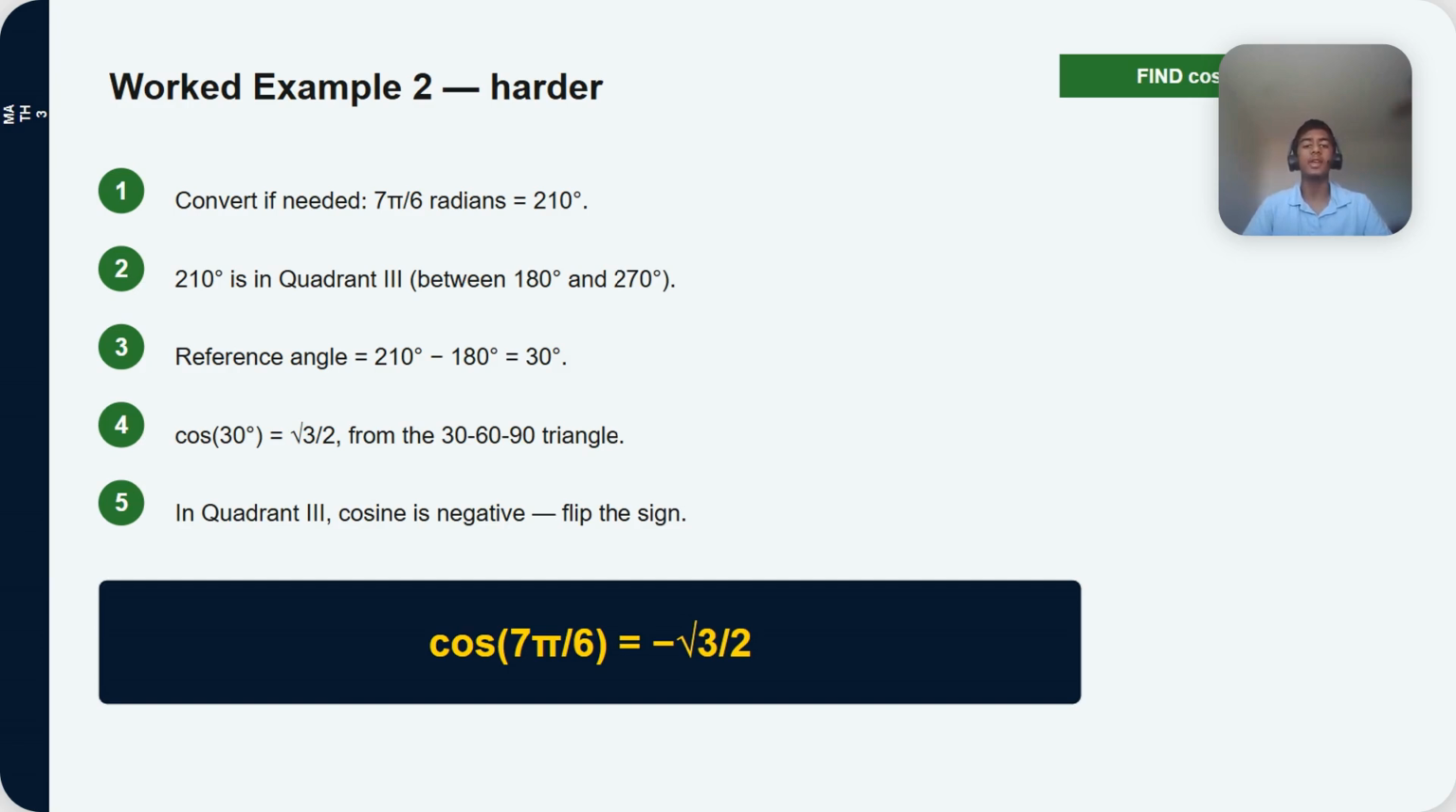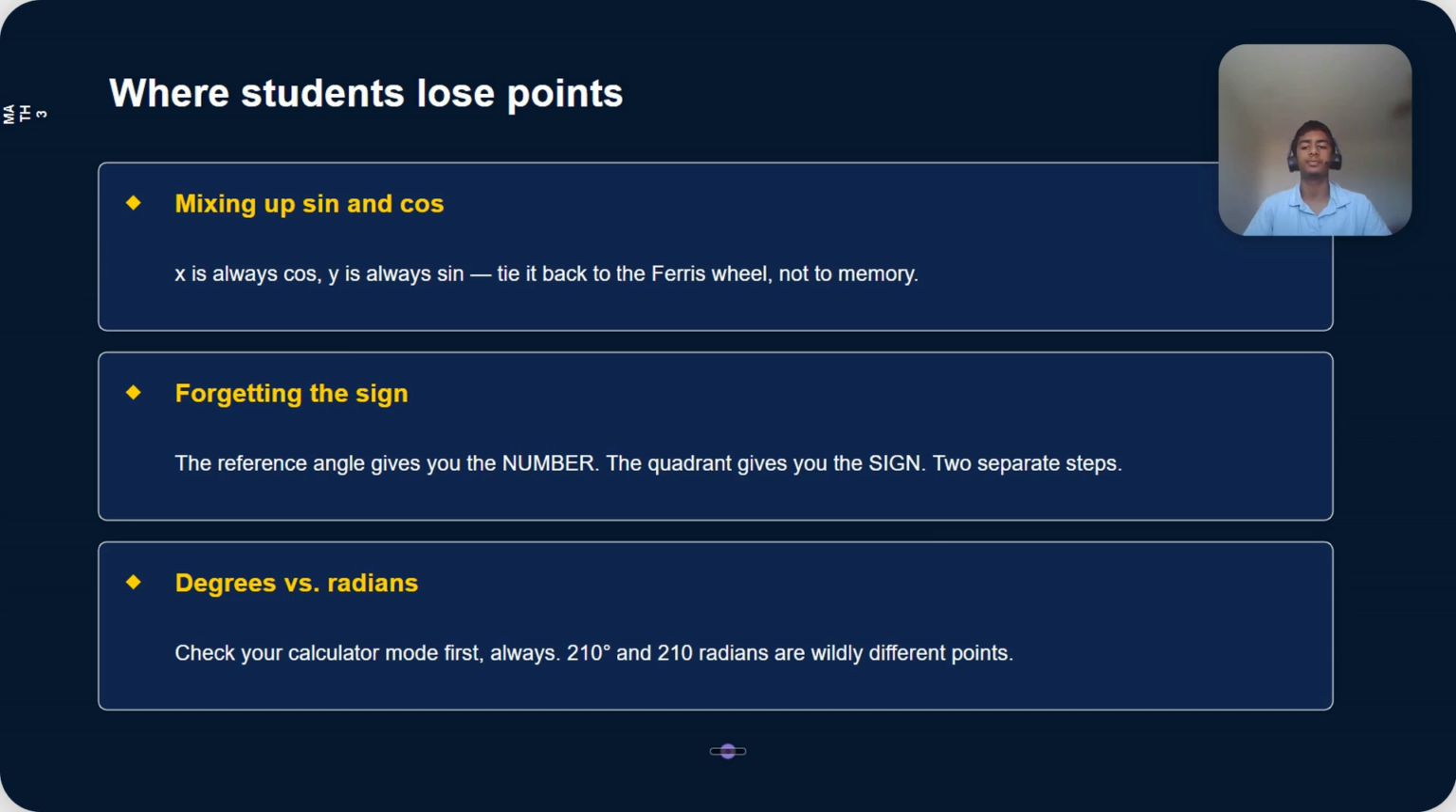Okay, so this is where most people mess up. Watch the steps. Cosine of 7 pi over 6. First, convert to degrees, if that's easier for you. 7 pi over 6 is 210 degrees. That's quadrant 3. Reference angle is 210 minus 180, which is 30 degrees again. Same triangle as before. Cosine of 30 is root 3 over 2, but quadrant 3, both x and y are negative there, so cosine flips negative. Final answer, negative root 3 over 2. The triangle never changes, only the sign does.